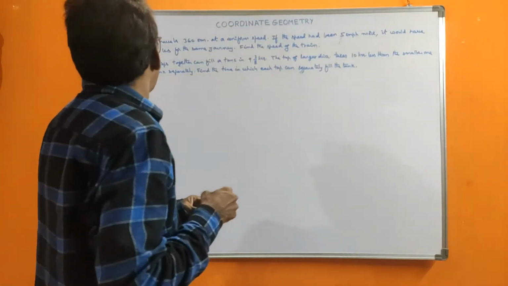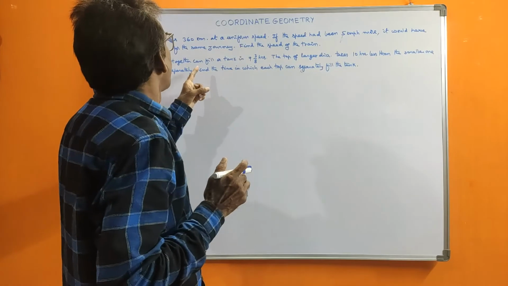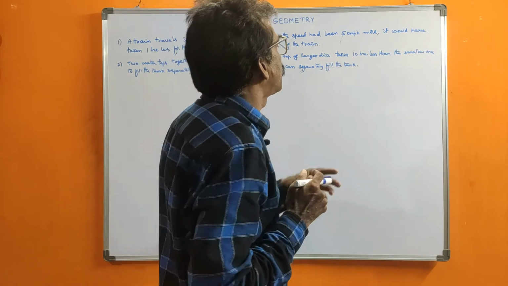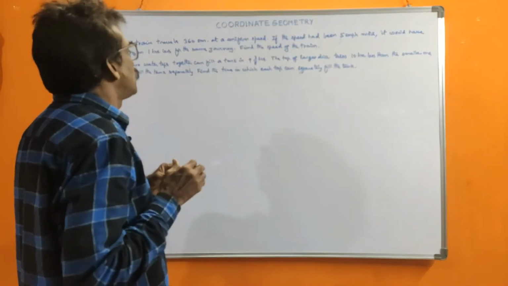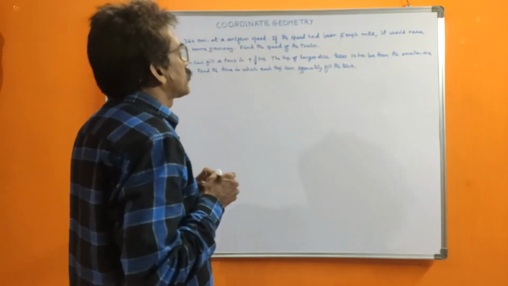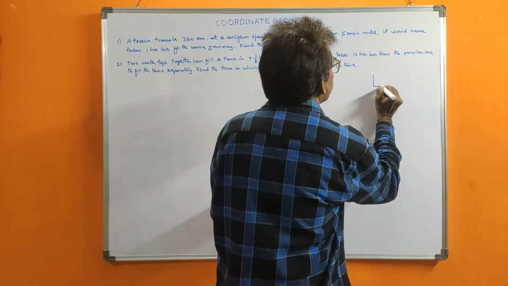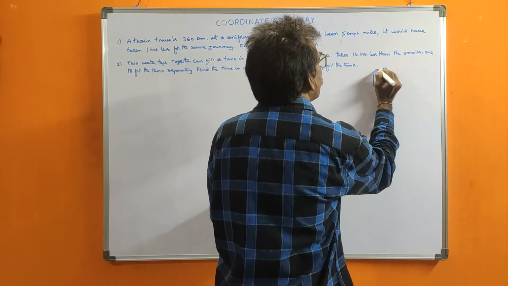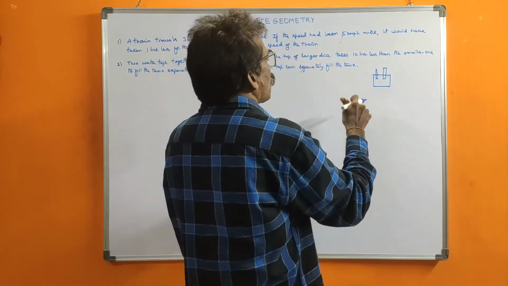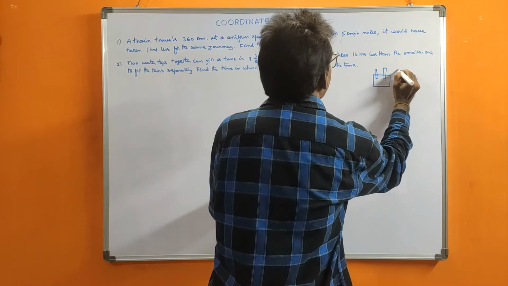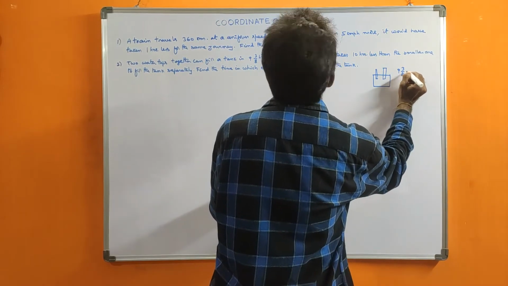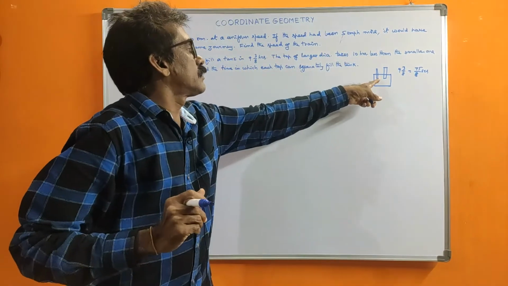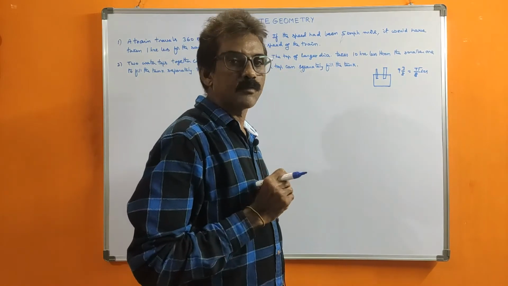Now the second problem. Two water taps together can fill a tank in 9 3/8 hours. The tap of larger diameter takes 10 hours less than the smaller one to fill the tank separately. Find the time in which each tap can separately fill the tank. That is, the problem is there is a tank, one small tap, and one larger tap. If both are allowed together, it takes 9 3/8, that means 75/8 hours. In 75/8 hours the tank will fill if both taps work together.